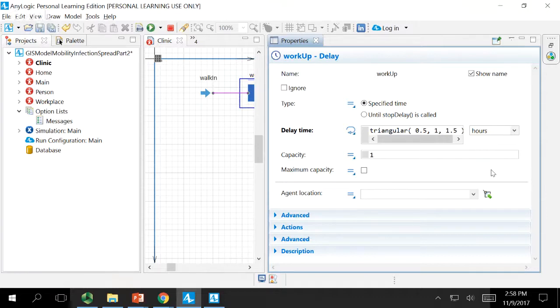Okay, thanks a lot. So this is going to be between 0.5 and 1.5 hours, with the single most likely value being 1. Okay.